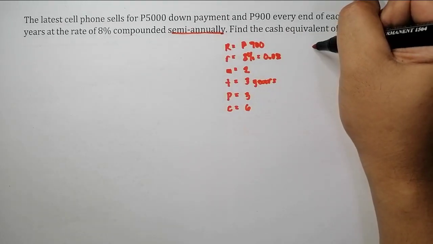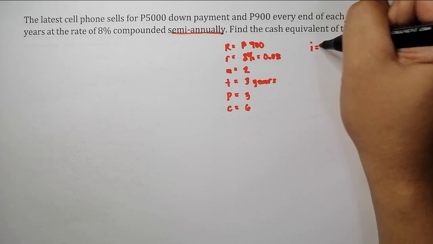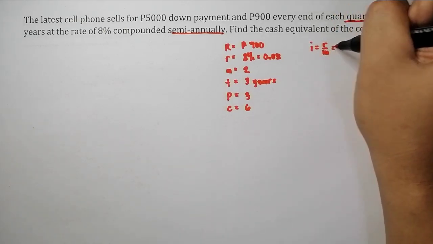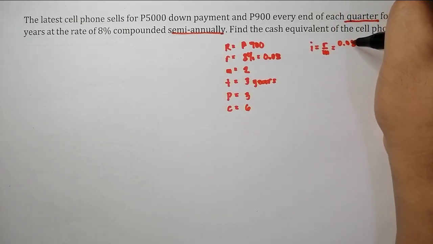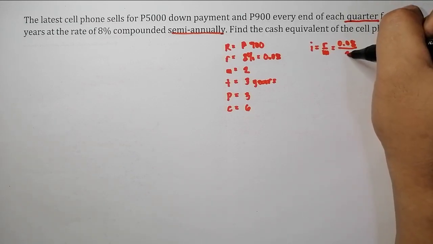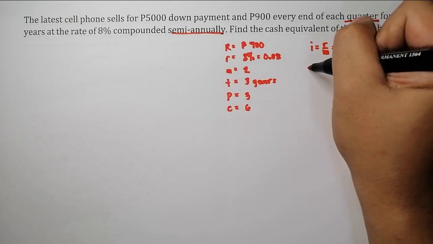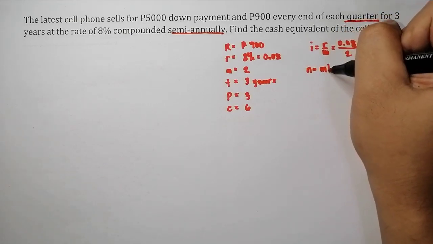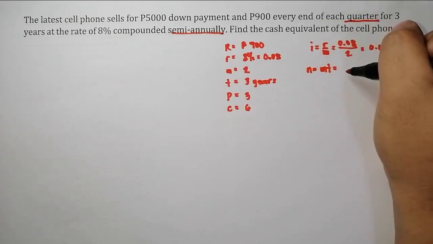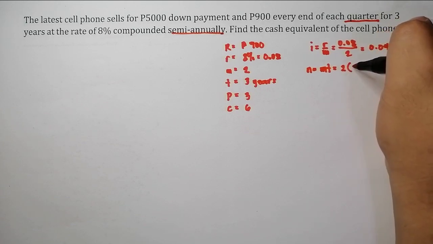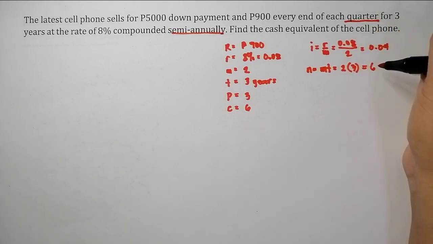So next, we will compute for the value of I. So we have here R over M, that's 0.08 divided by the value of M, which is 2. And this will give us 0.04. Next naman natin is yung N, which is the product of M times T. So ang M natin is 2, ang time natin ay 3. So we have a 6.